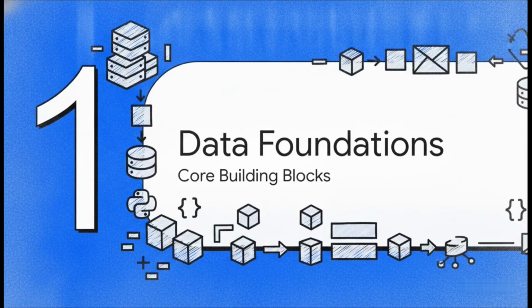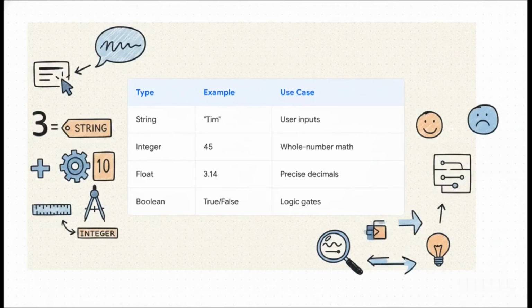Section 1. Professional Data Foundations. Let's start our codebase tour by looking at the actual data building blocks you'll be using literally every day. Okay, so here's a quick cheat sheet for data types. You've got strings for text, integers for whole numbers, floats for precise decimals, and booleans for triggering true or false logic gates. But pay close attention to that professional use case column.